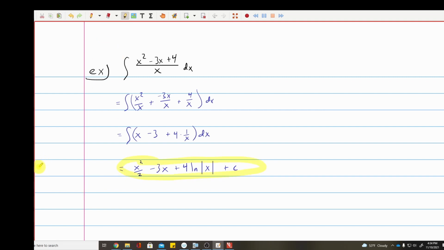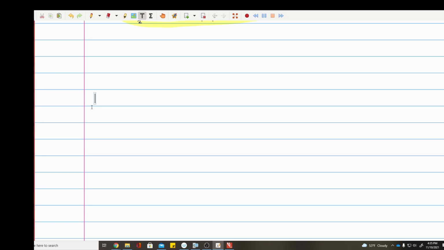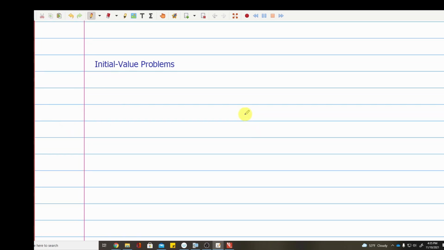So when we run into a quotient, the idea is that we need to get rid of the quotient. Okay, we're going to do a few more examples, but I want to do them in another context. Let's look at solving initial value problems. So let's first look at what an initial value problem looks like.